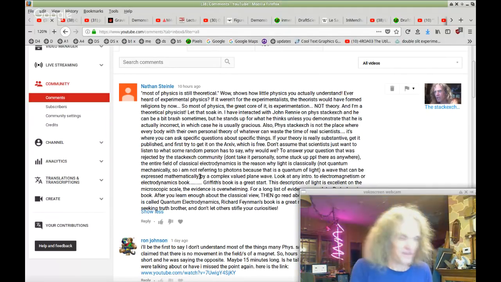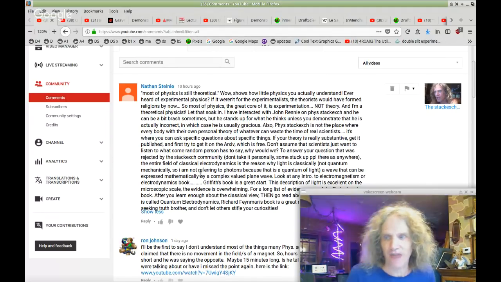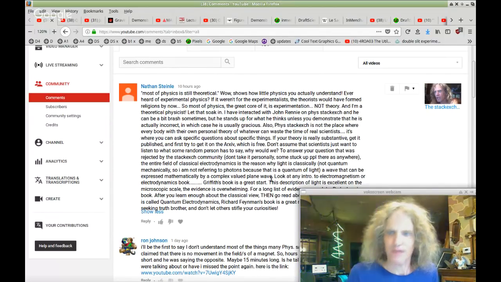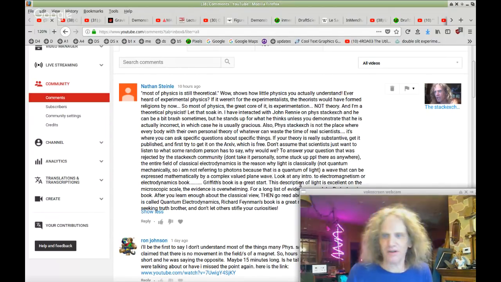There's no evidence photons are a wave except when you put them through a little tiny slit. So the only time they decide to be a wave is when you force them to interact with something. Maybe that should give you a clue that the thing they're interacting with has the wave in it. God, you people are so stupid. Anyway, let's get through this. Mathematically, a complex value plane wave. Yeah, again, just more of the same. You're an idiot.